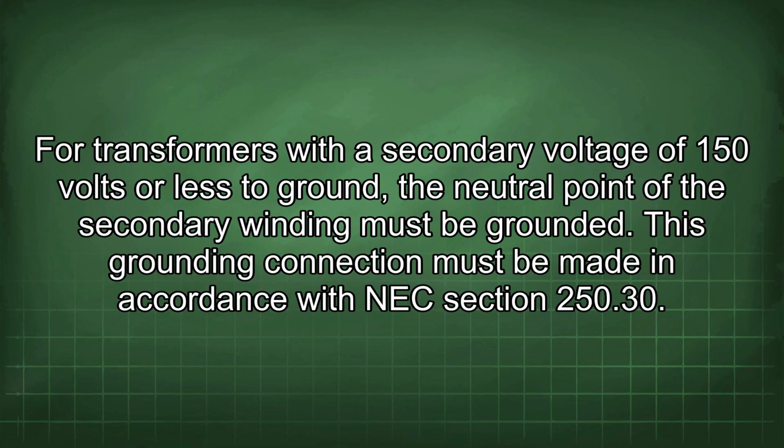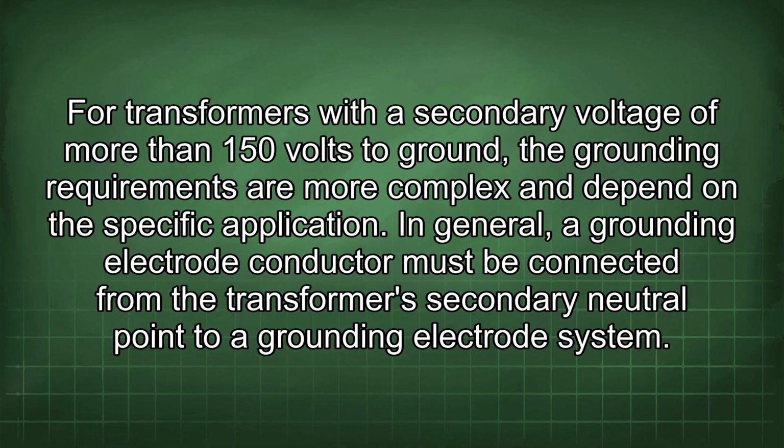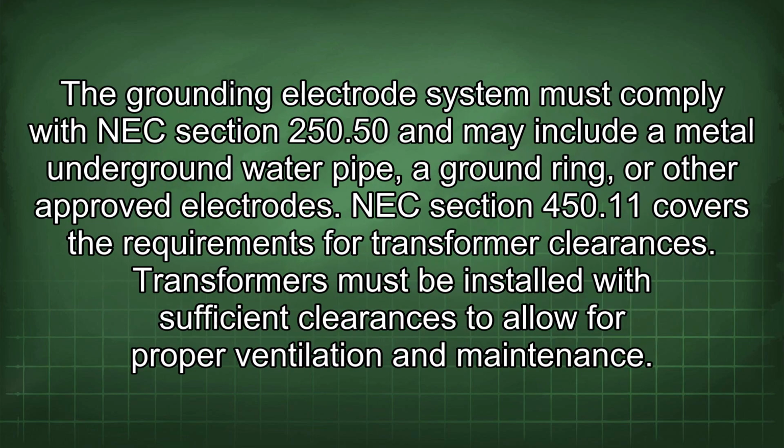must be grounded. This grounding connection must be made in accordance with NEC Section 250.30. For transformers with a secondary voltage of more than 150 volts to ground, the grounding requirements are more complex and depend on the specific application. In general, a grounding electrode conductor must be connected from the transformer's secondary neutral point to a grounding electrode system. The grounding electrode system must comply with NEC Section 250.50 and may include a metal underground water pipe, a ground ring, or other approved electrodes.